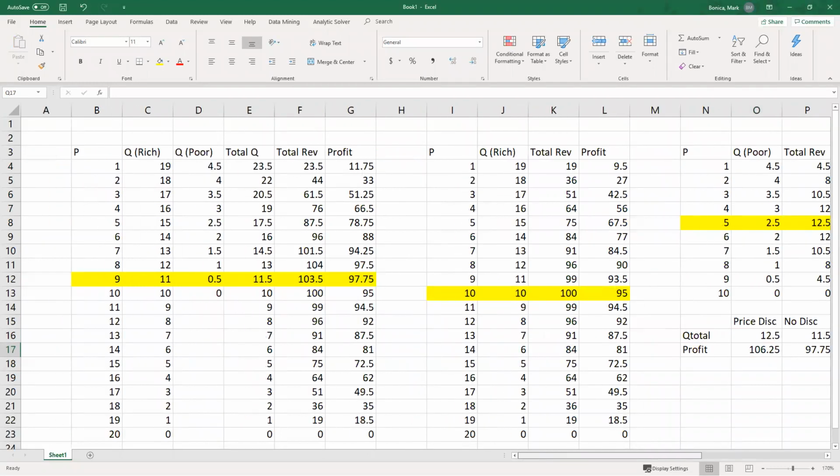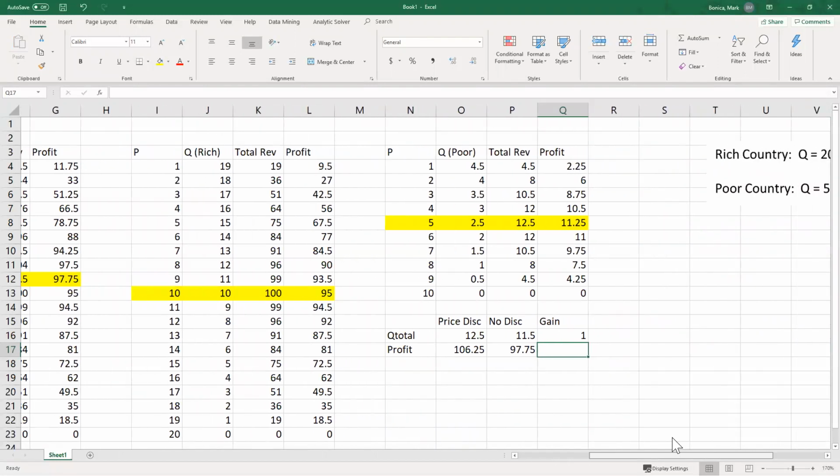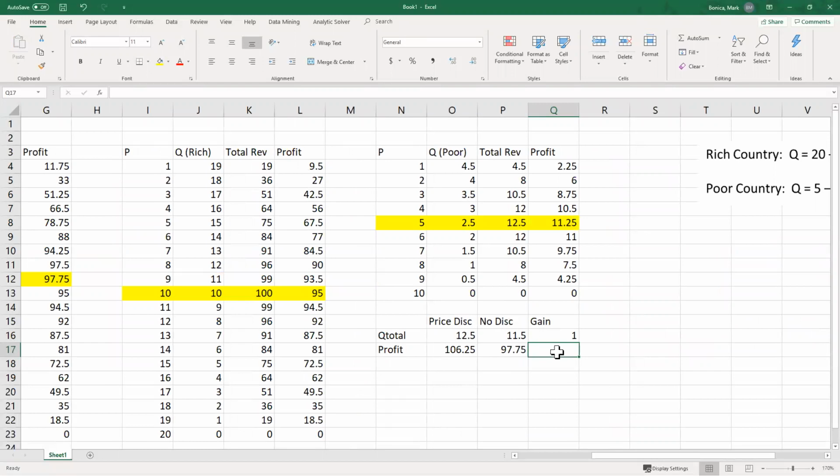but it's a transfer, right. We go from having 11 units going to the rich country and 0.5 units going to the poor country. 1 unit gets moved from the rich country to the poor country. And then the producer makes an additional 8.5 in profit.